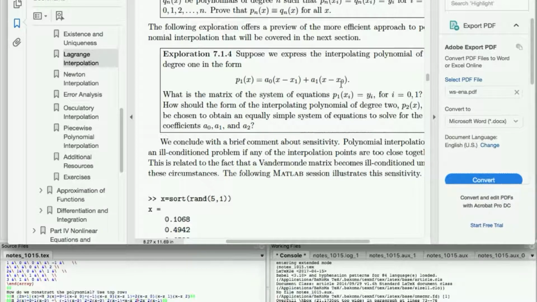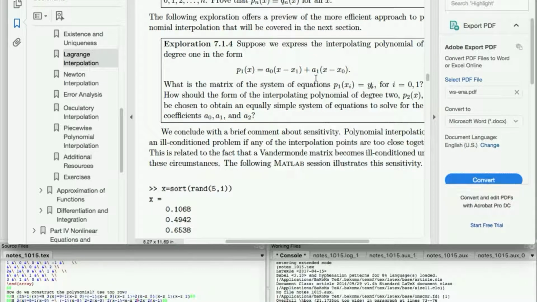So you have the luxury of being able to peek ahead at that, even though it's in the section after this one. But we've covered it.